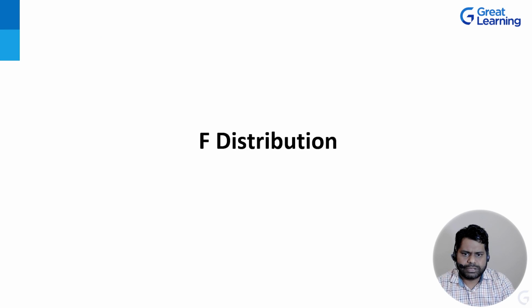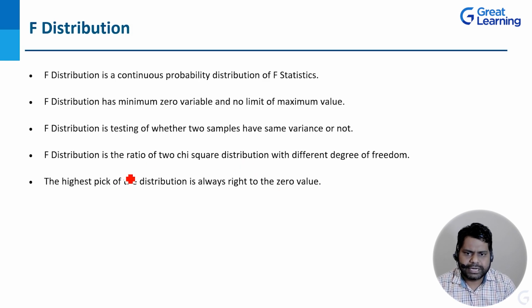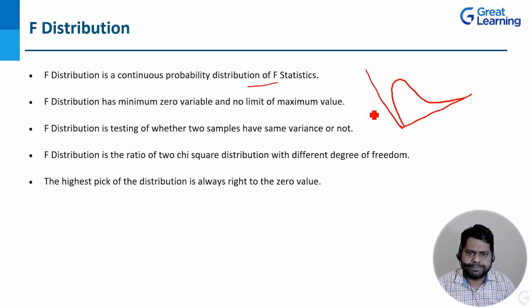So now moving on to the next slide, F distribution. So what is F distribution? F distribution is a continuous probability distribution of F statistics. Whenever we perform F statistics, let's say, various number of times, what do we get? We get a distribution of F statistics. So this distribution can be something like that. F distribution has a minimum value of 0 and it has no maximum value. So we can say it has infinity as a maximum value.